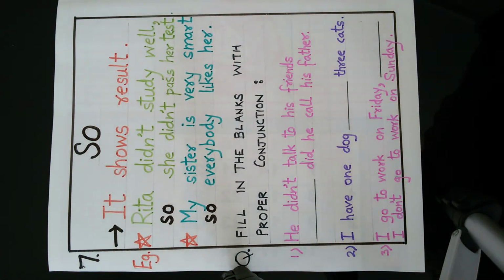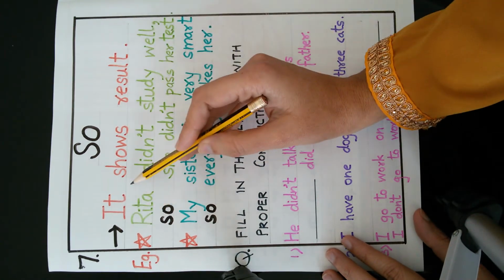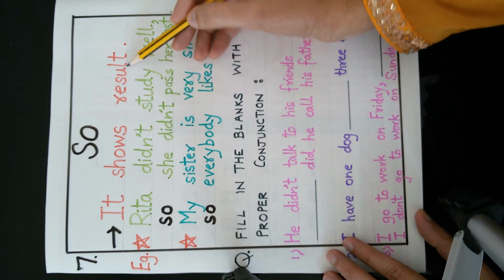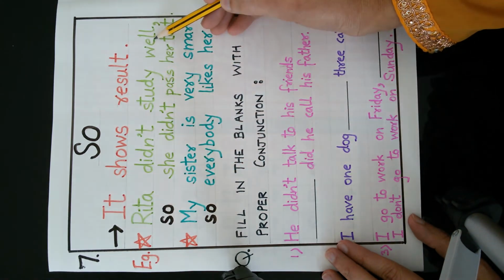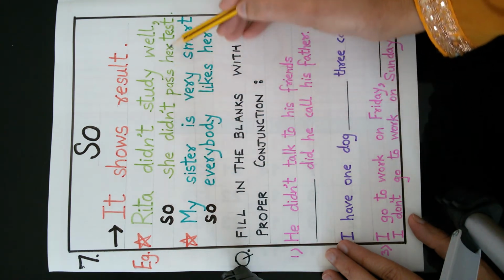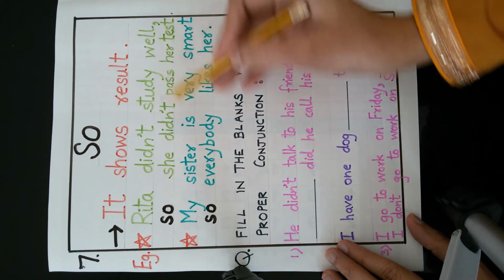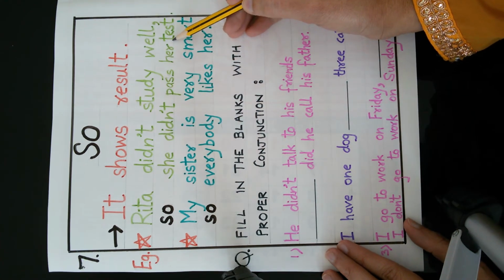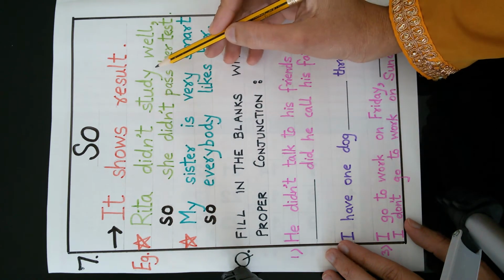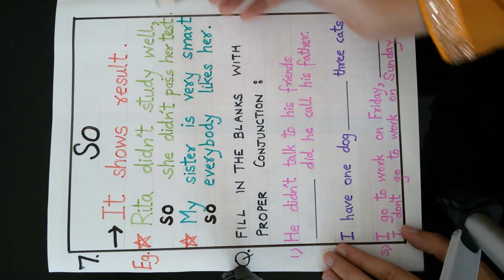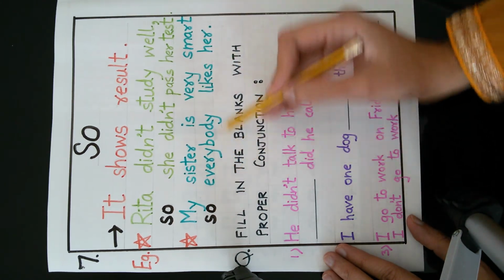The last coordinating conjunction is so. So is used to show result or consequences. For example, Rita didn't study well, so she didn't pass her test. So the result of her not studying well was that she didn't pass her test. So we use the word so when the sentence shows result or consequences. My sister is very smart, so everybody likes her.